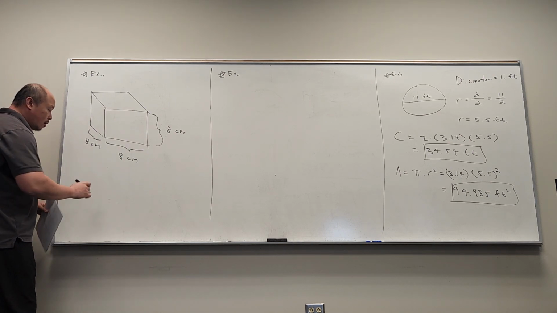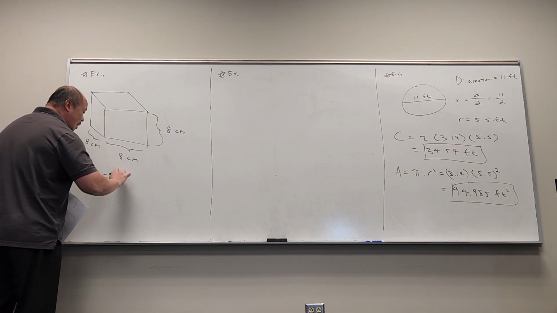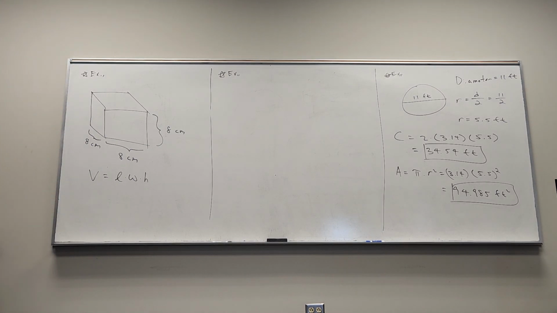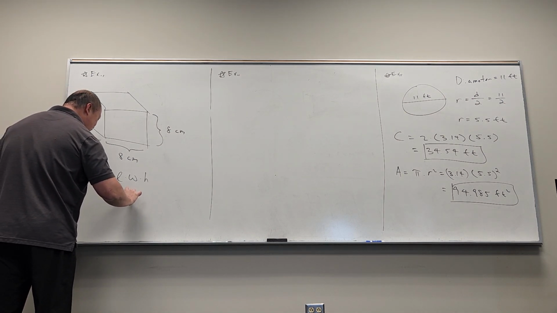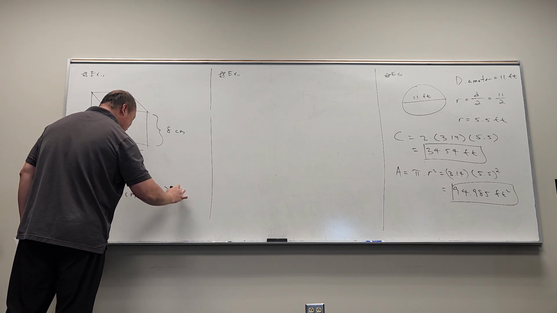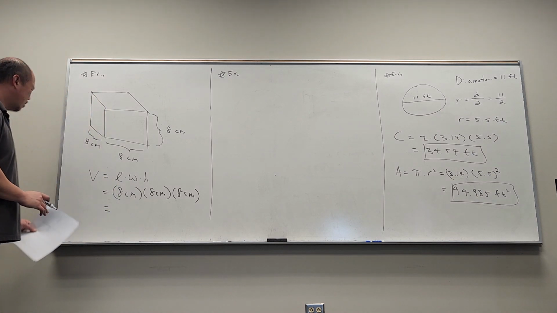And we're looking for the volume. The volume of a cube is always length times width times height. So as you multiply those three, you're good to go. So that's 8 centimeters times 8 centimeters times 8 centimeters, right? And then put it in the calculator.